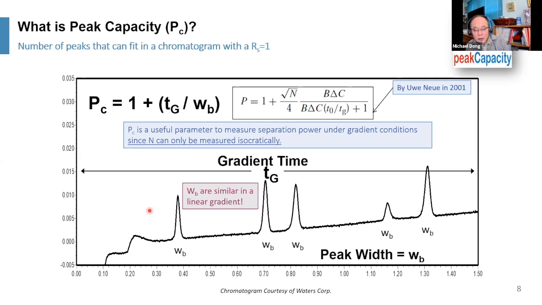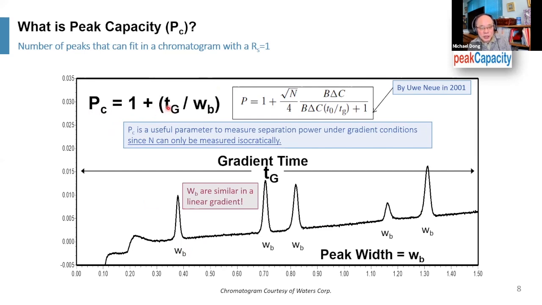So you can see that all the peaks have a similar peak width. All the peak widths in the linear gradient are very similar. Okay, you take a look at that, they're almost the same, right? Which is totally different than isocratic separation, where the peak width keeps getting broader, right? So the peak width in a linear broad gradient is very similar. The peak capacity is defined by this simple equation; it is kind of an estimation.